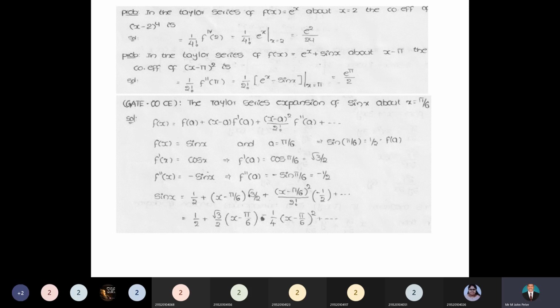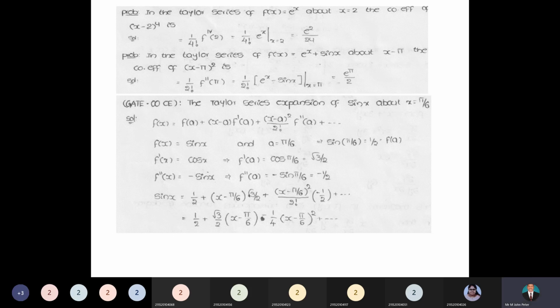So hence e power x, we substitute the value x by 2. It's not division, just substitution in place of x. So you'll get 1 by 4 factorial into e power 2. E power 2 as it is, take it up. 4 factorial expanded is 4 into 3 into 2 into 1, so that is 24. So the coefficient of (x minus 2) power 4 is e power 2 divided by 24.